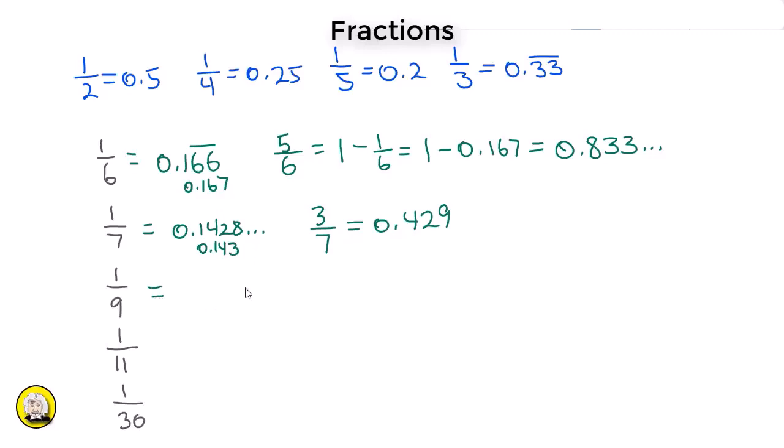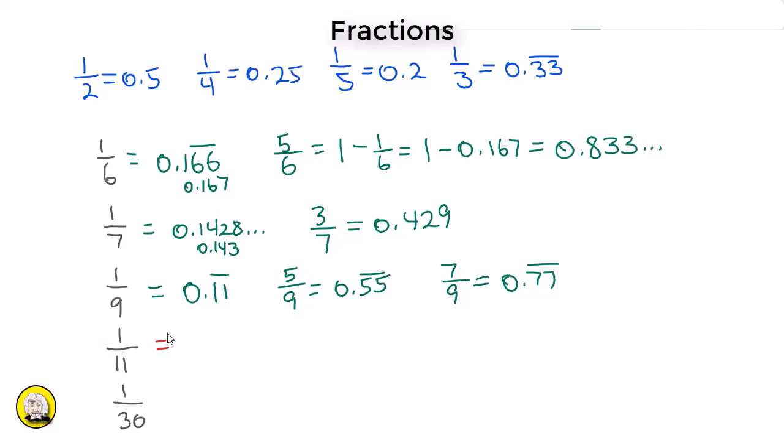1/9 is a nifty rule that everyone should know. Anything divided by 9, that is, any digit, is going to be that digit infinitely repeating. So, for example, if I had 5/9, that will just in turn be 0.55555 continually repeating. 7/9, 0.777 continually repeating decimal.